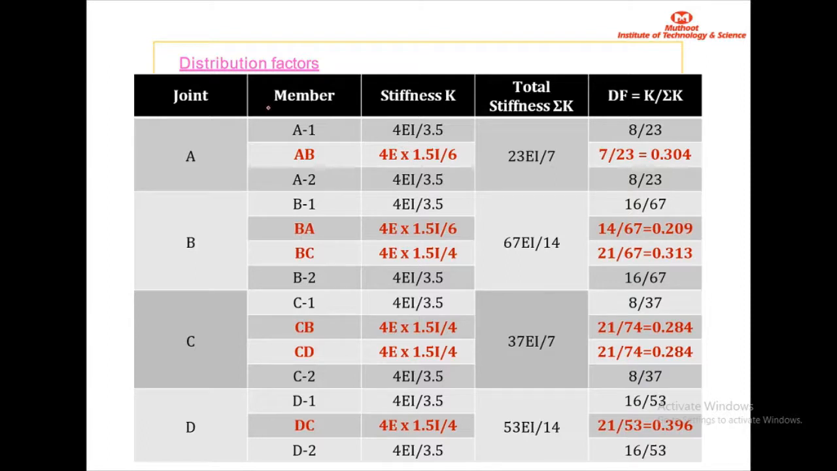If we consider AB, K is 4EI into 1.5 divided by 6. Sigma K equal to 23 EI divided by 7. So, when we apply this equation, we get 0.304. And similarly, we'll have to find for all the members. We'll have to calculate the distribution factor.